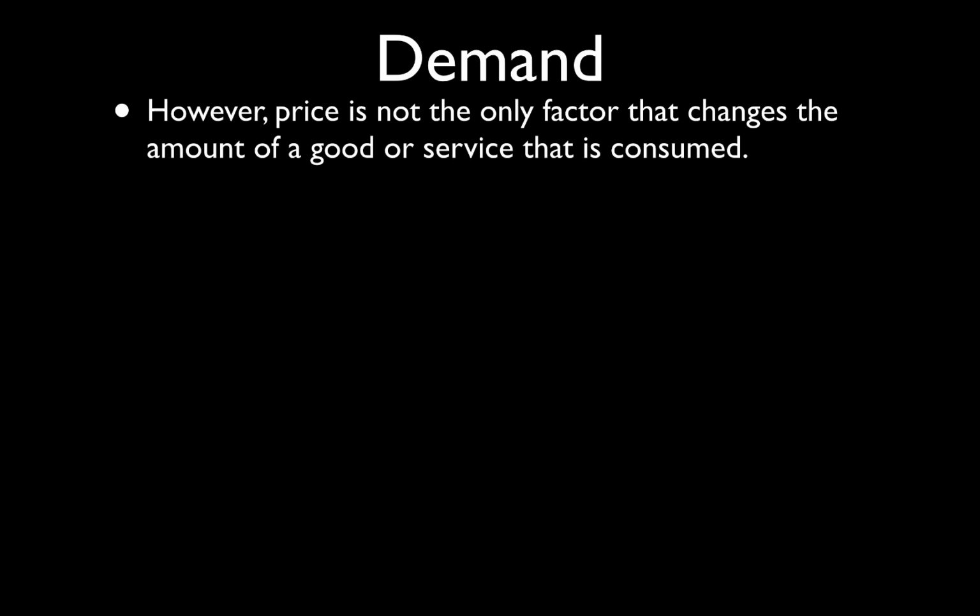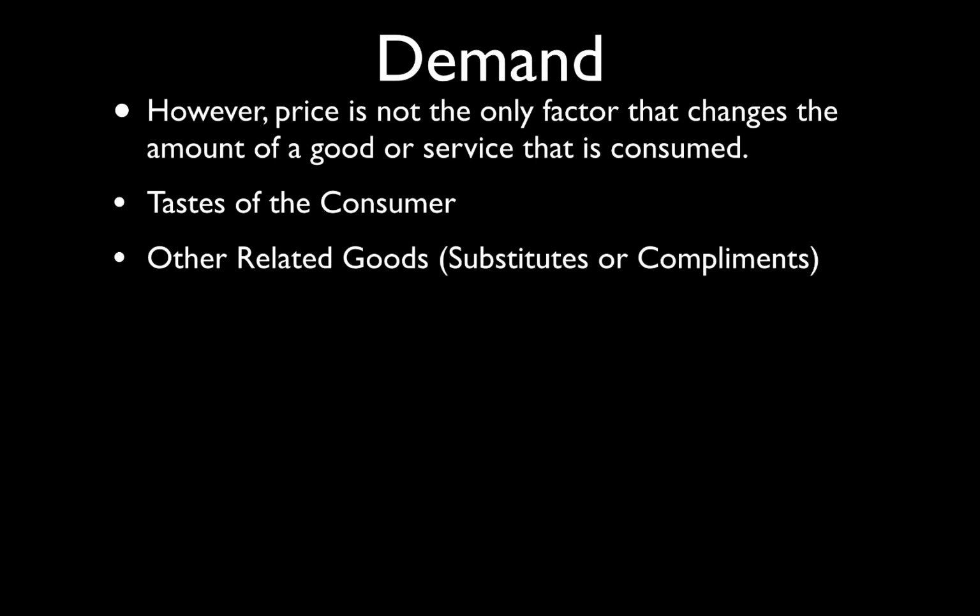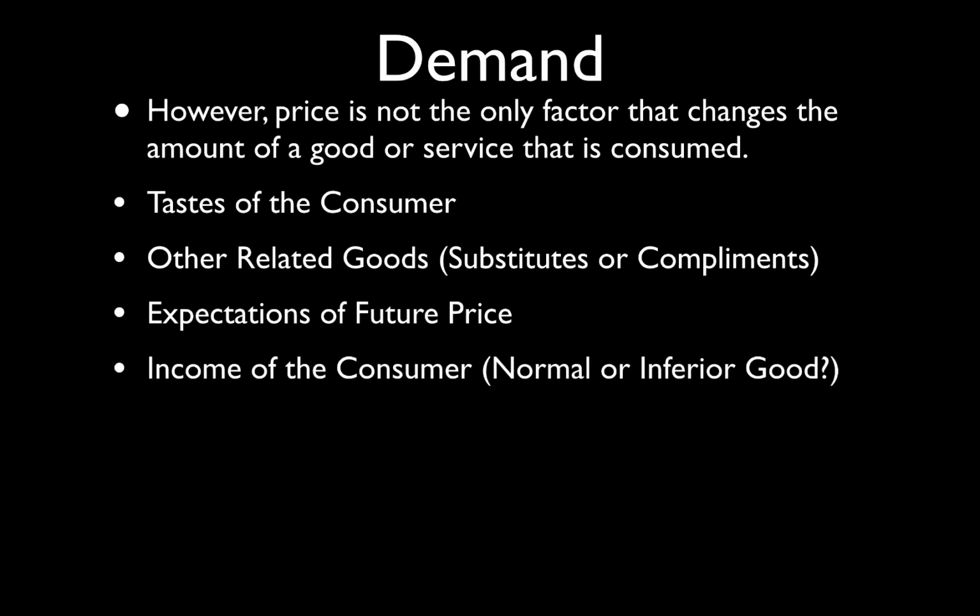So to recap what we have done already about the non-price determinants of demand, the things that cause a shift in the demand curve. The first one was tastes of the consumer. The second one was other related goods' prices, so changes in the price of substitutes or the price of complements. The next thing was expectations of future price of the consumer. And this one that we're doing now is income of the consumer. But what we're going to do, and I put a question mark here intentionally, is talk about what are normal or inferior goods.